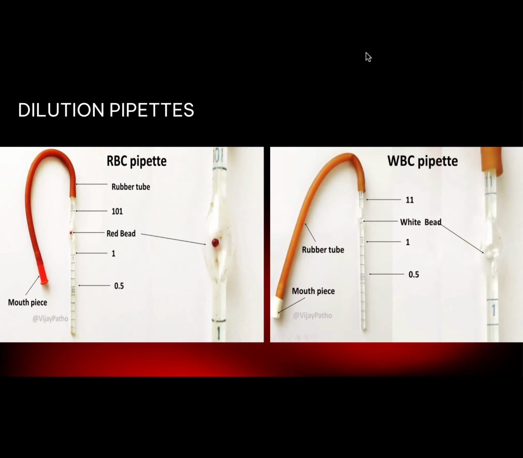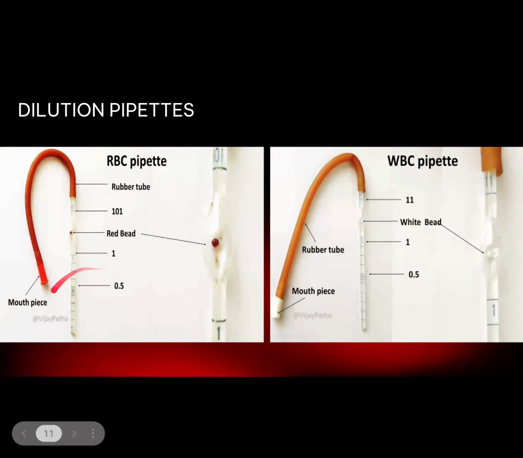Next, both of them have a 1 unit mark here, so it's the same. By the way, the bead is used for mixing the sample, because in the pipette, this is where we put our sample, or the blood, and also the diluting fluid. So this is where we mix the sample, and this is where the sample comes from when we put it inside the hemocytometer.